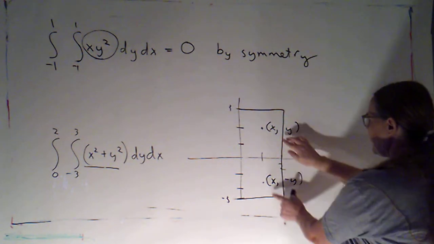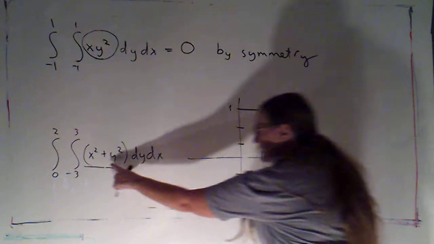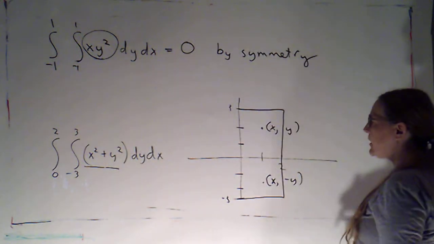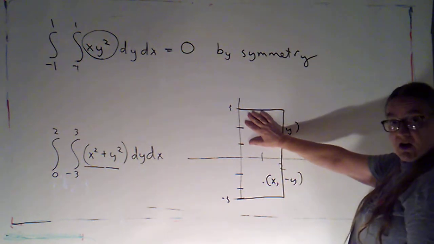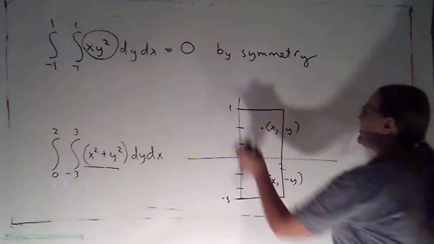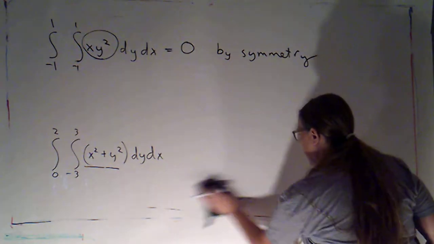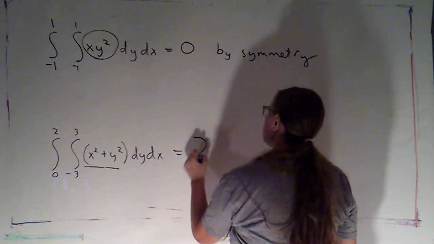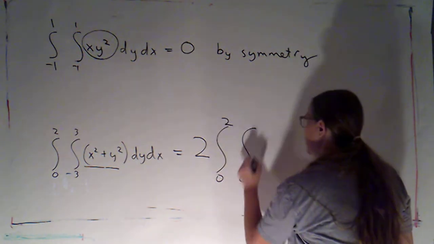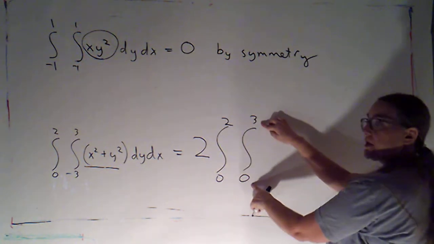I can see that these mirror image points are going to give me the same z value. So if I wanted to, I could just work over this top half and then double it, because I'm going to be getting another copy of it on the bottom half. So I can say this is 2 copies of the integral from 0 to 2, integral from 0 to 3.